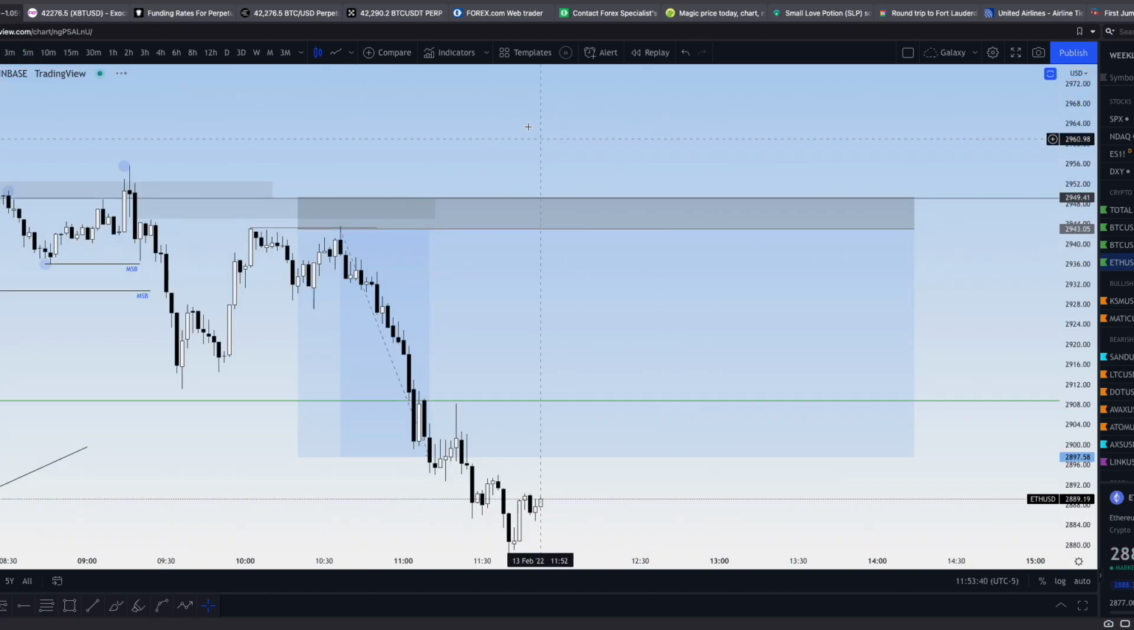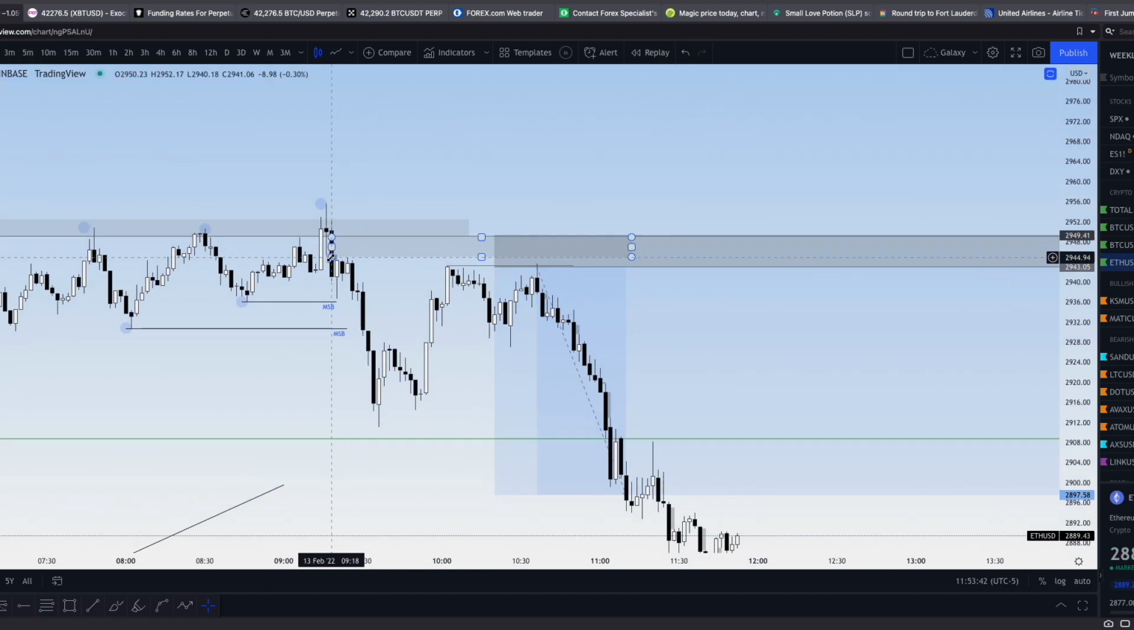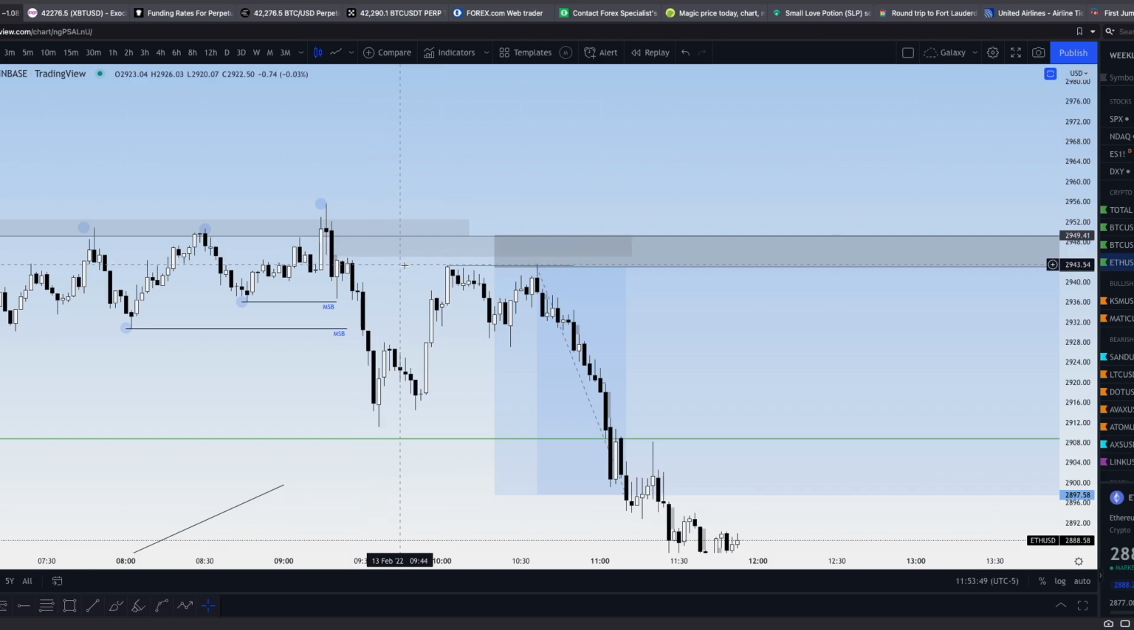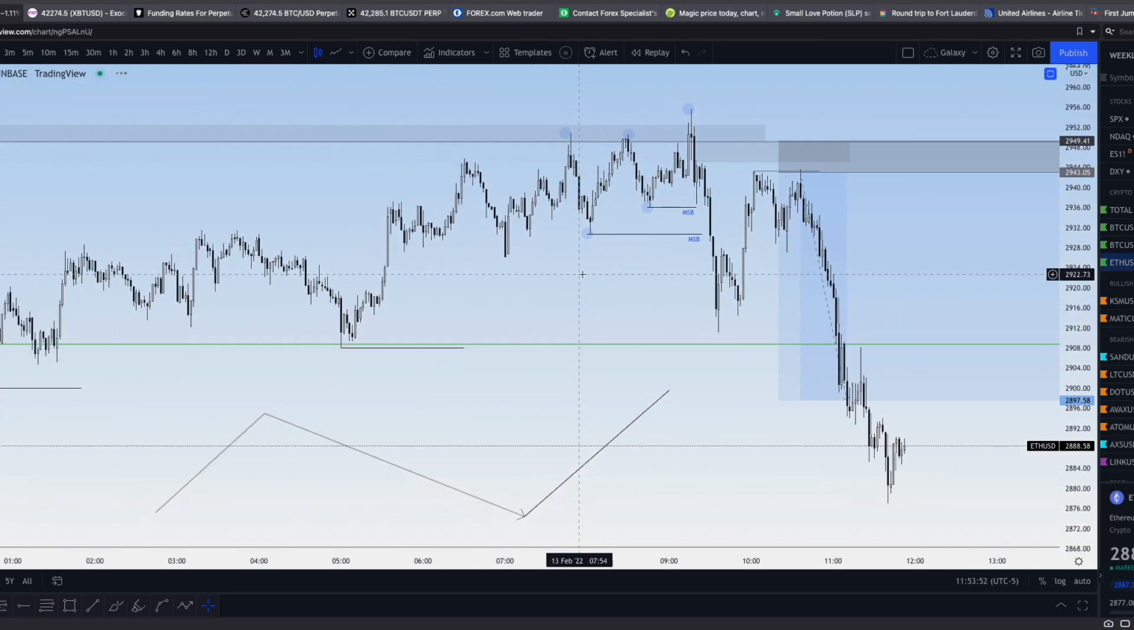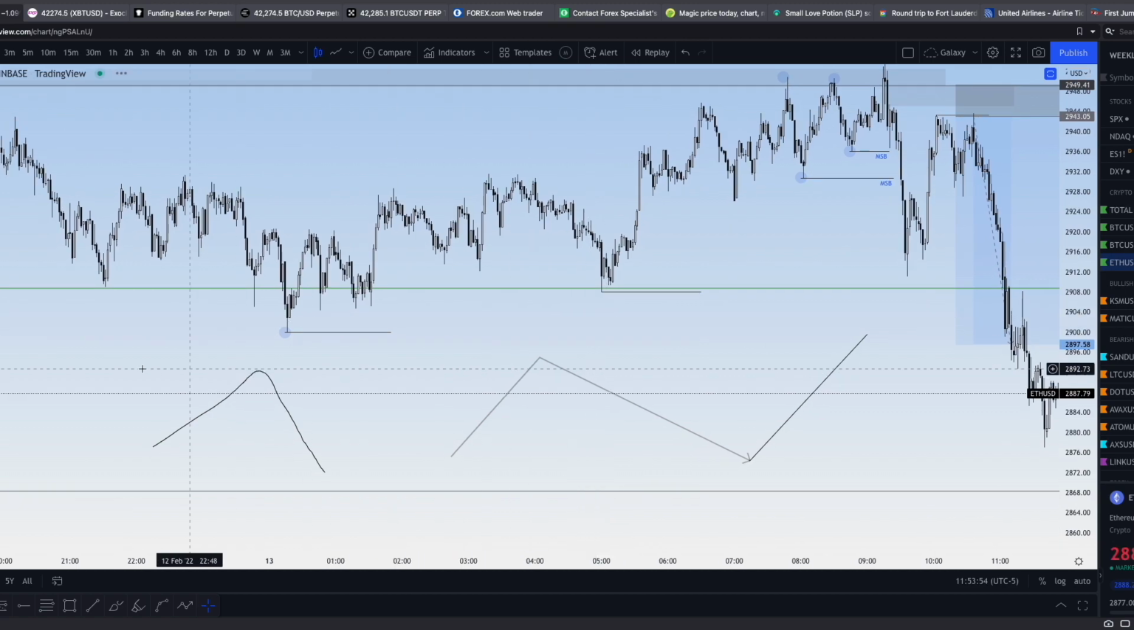We can drop on a lower time frame and look at this as well. So you can see these are valid orders right here. Price could not make it into it. And eventually it broke down and took out these lows.